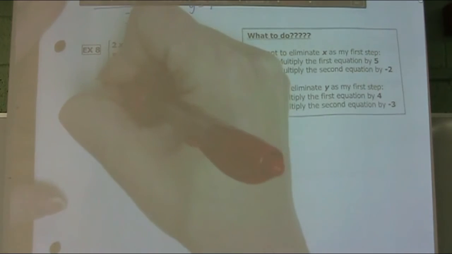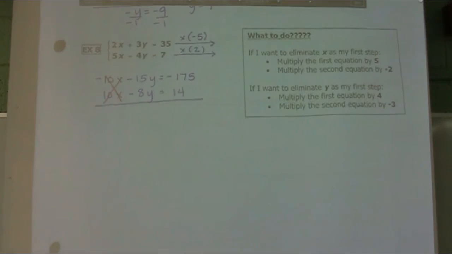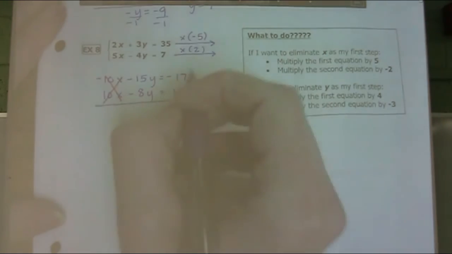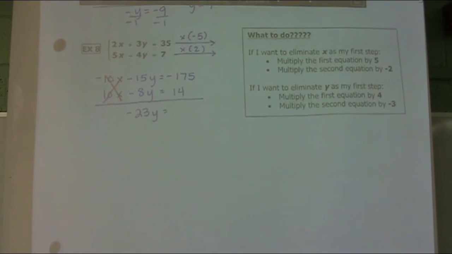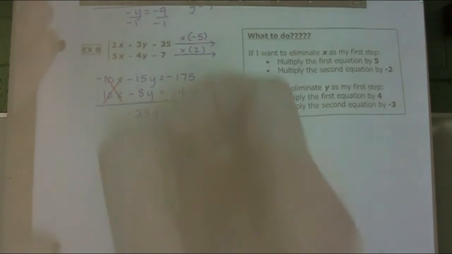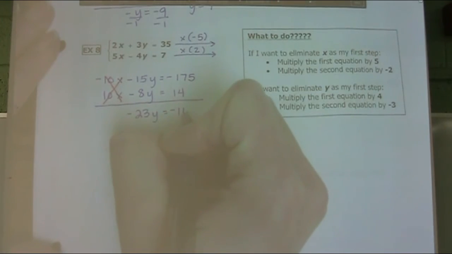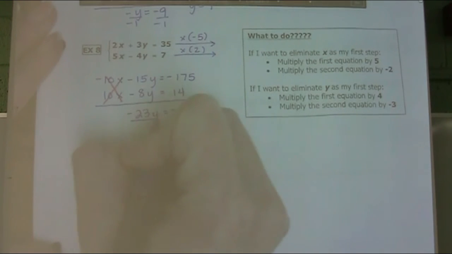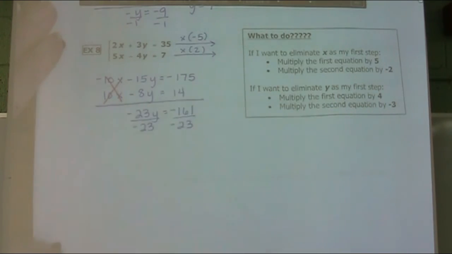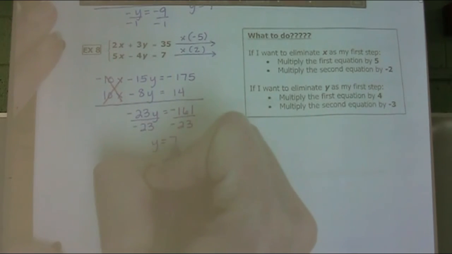And now I'm going to add these. The -10x and the +10x are going to eliminate, and I'm just going to have y's left. I have -15y and -8y. That gives me -23y. I then have -175 and +14. This gives me -161. And at this point, I'm going to hope that divides nicely by 23. So divide both sides by -23, and it gives me y equals 7.